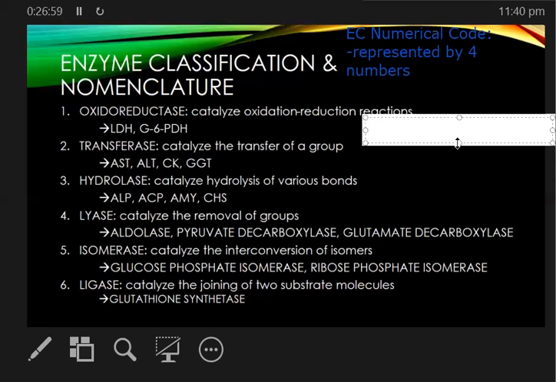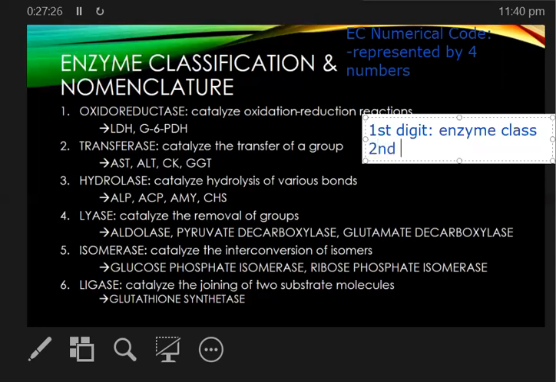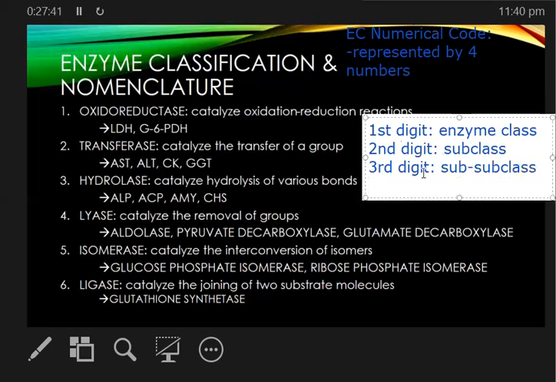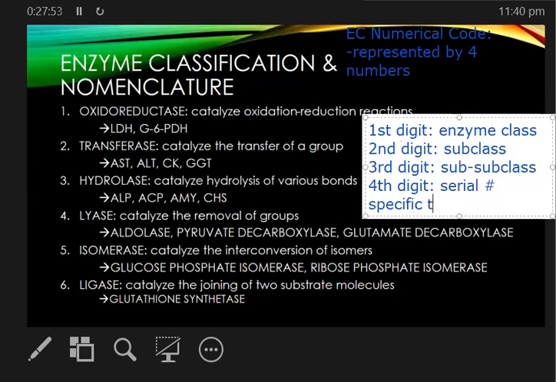Okay, so remember that when we talk about your EC numerical code, this is how it is presented in our references. So I will just make use of the term digit. Okay, so first digit, we have our first digit. So the first digit represents your enzyme class. Okay, and then we also have the second digit. The second digit represents the subclass. Okay, and then we have our third digit. So the third digit represents your sub-subclass. Okay, and then of course we have the last one. We have the fourth digit. So this is the serial number. Okay, this is the serial number that is specific to the enzyme.